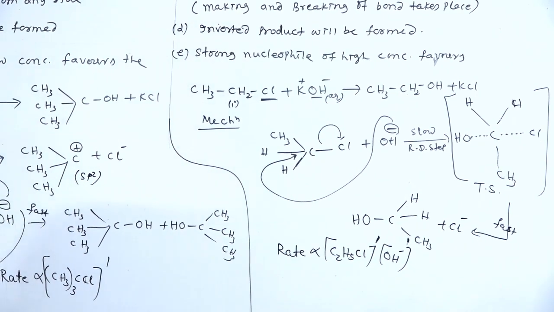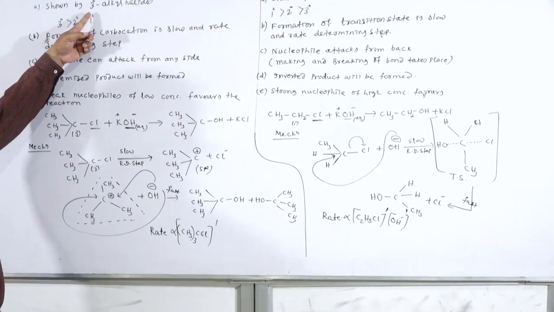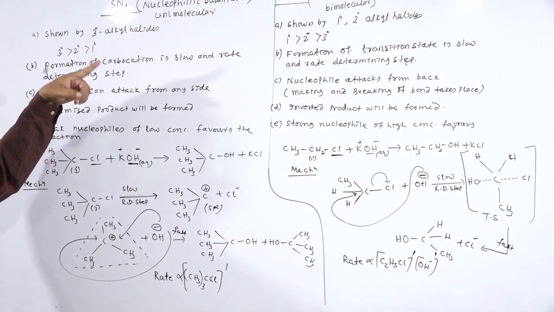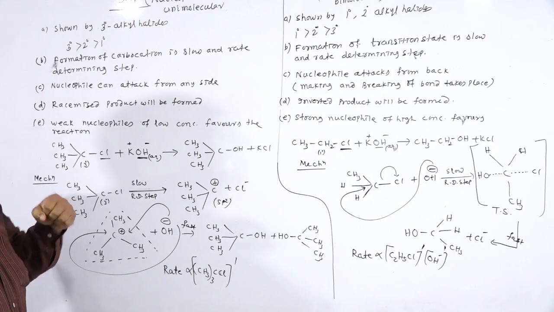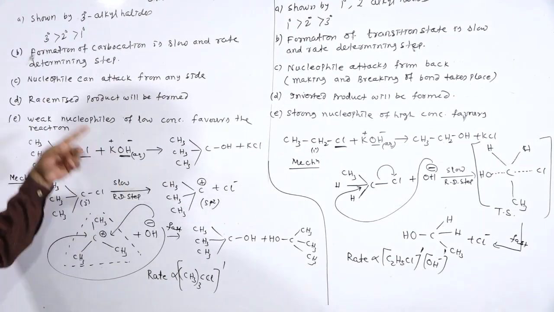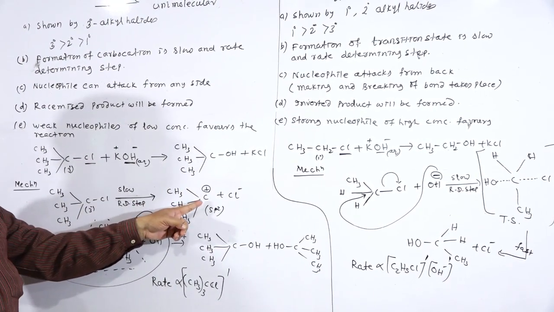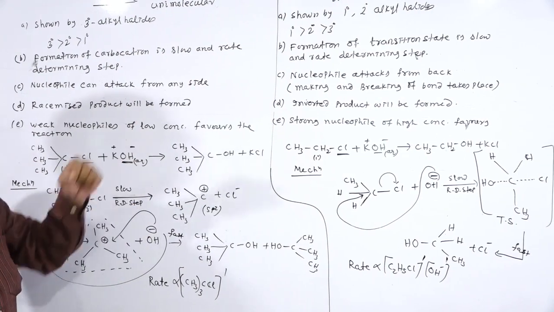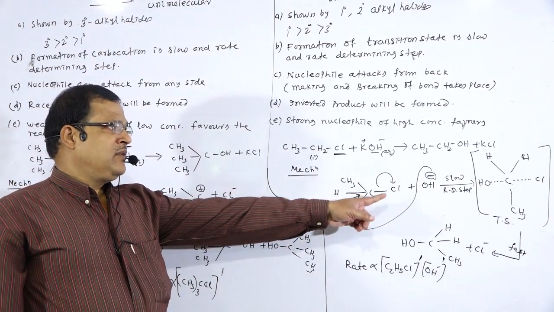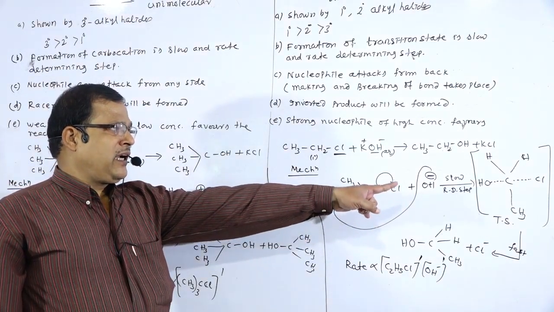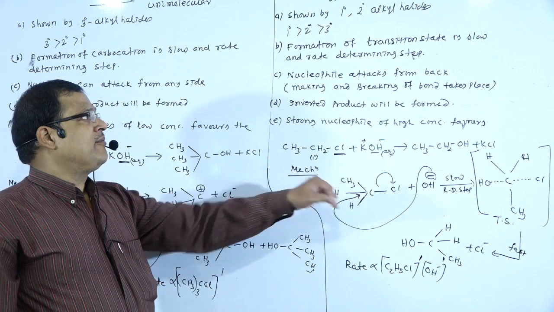In the first case, that is shown by tertiary alkyl halide. This one is shown by 1 degree or 2 degree alkyl halides. We have given that example. Formation of carbocation is the slow and rate determining step. In this case, formation of carbocation is the slow and rate determining step. In that case, formation of the transition state is the slow and rate determining step, where making and breaking of the bond takes place simultaneously.